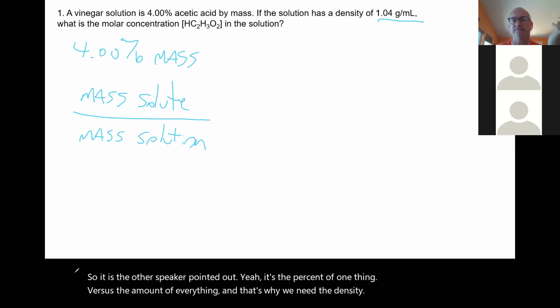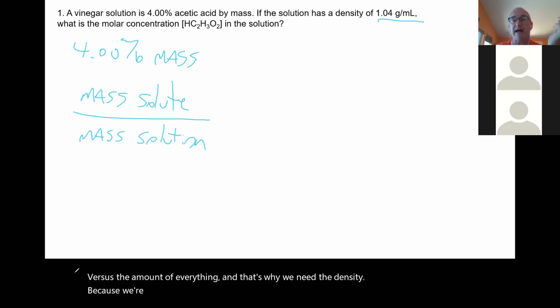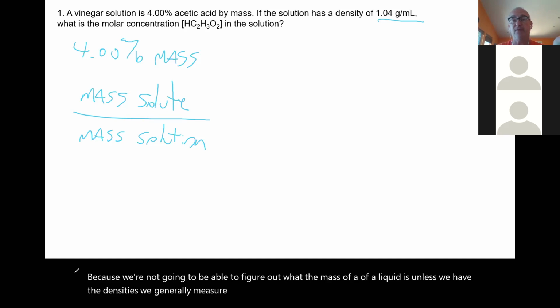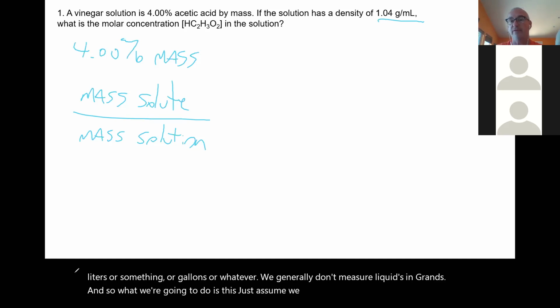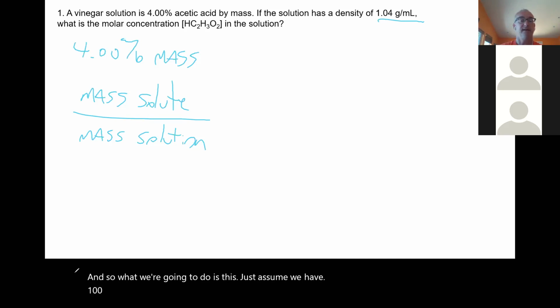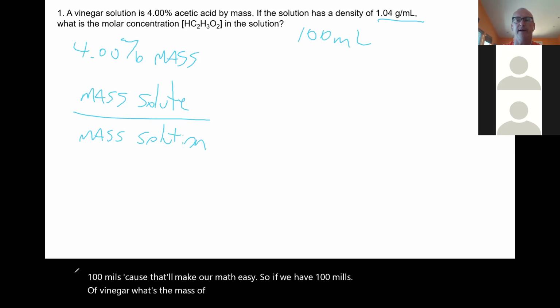because we're not going to be able to figure out what the mass of a liquid is unless we have the densities. We generally measure liquids in volume, right? We measure liquids in milliliters or liters or gallons or whatever. We generally don't measure liquids in grams. And so what we're going to do is just assume we have 100 mils, because that'll make our math easy. So if we have 100 mils of vinegar, what's the mass of the vinegar?